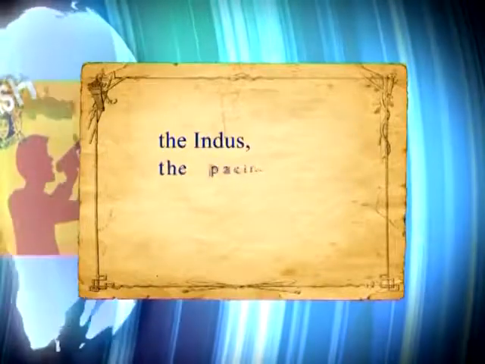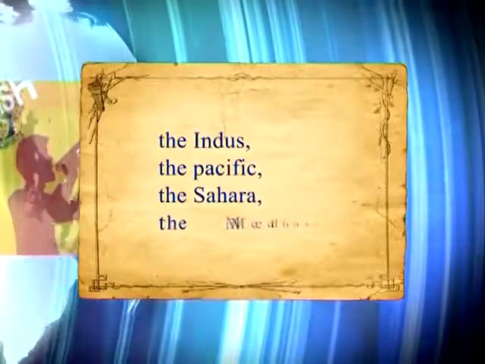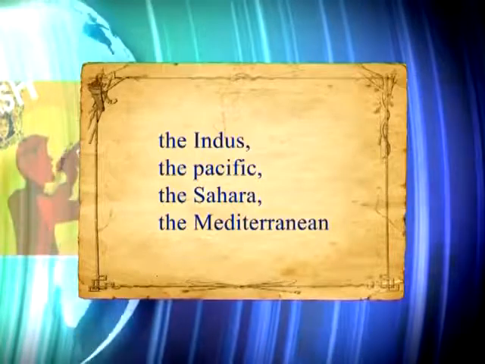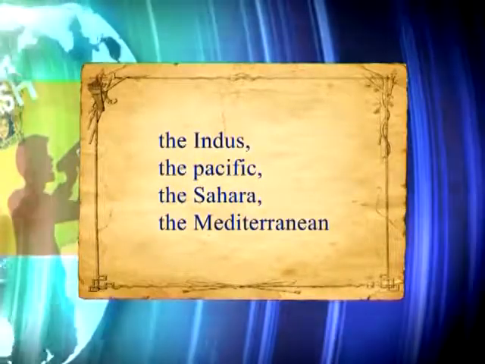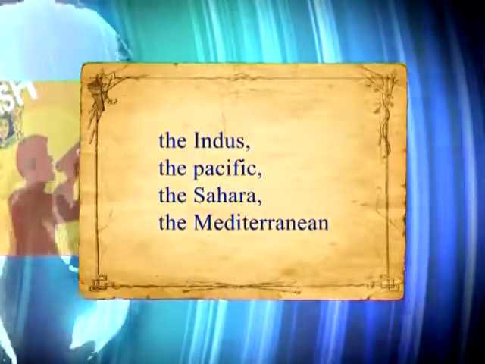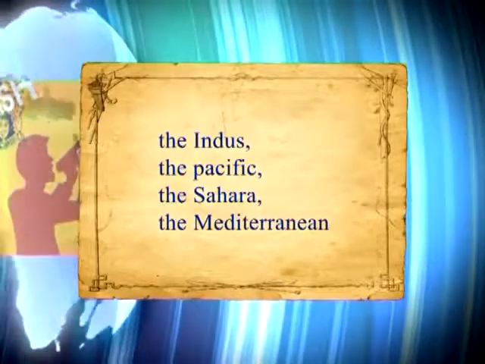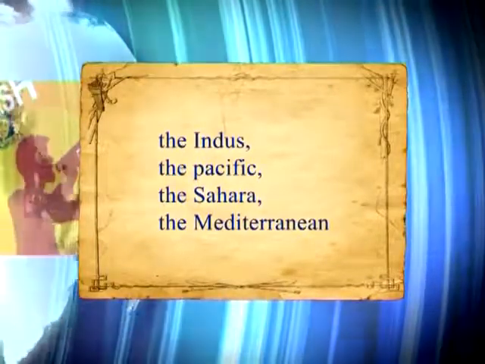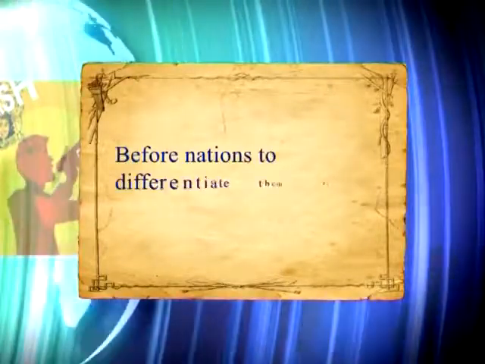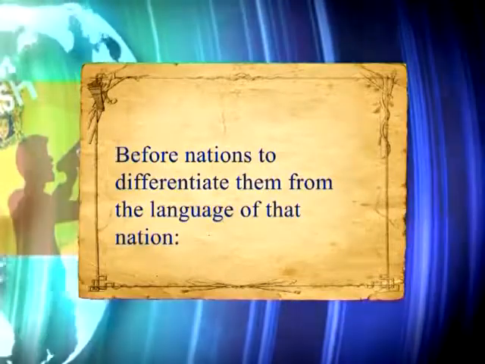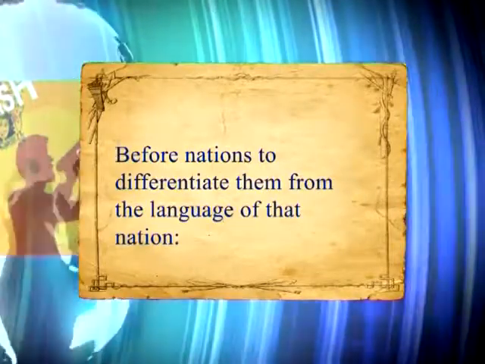For example, the Indus. We can say the Indus flows through Pakistan. The Indus, and the Pacific, the Sahara. The Sahara, I think, is the vastest, the biggest desert in the world. The Mediterranean. We also use "the" before nations to differentiate them from the language of that nation.